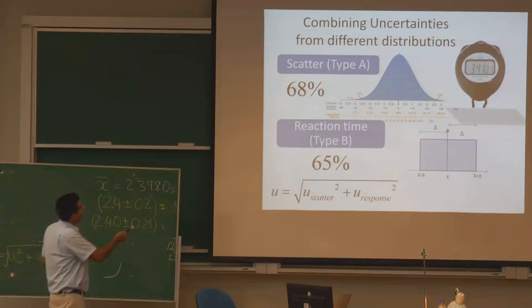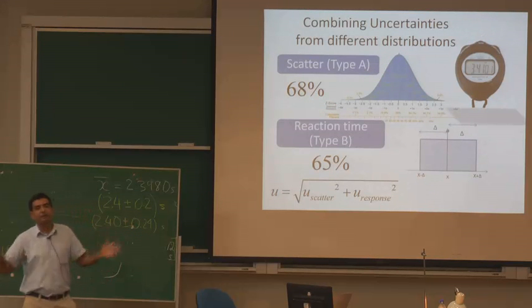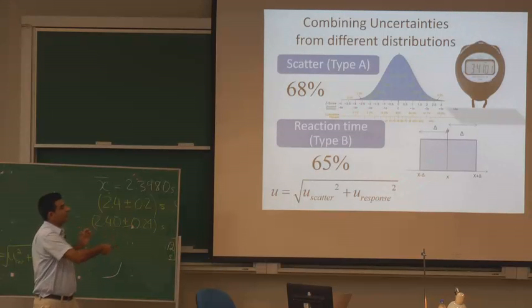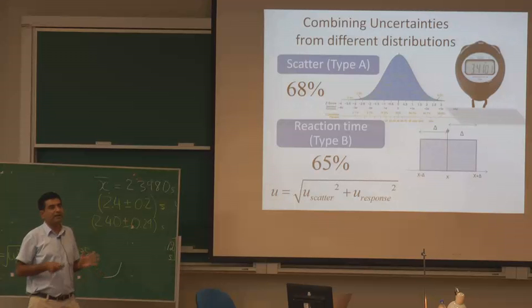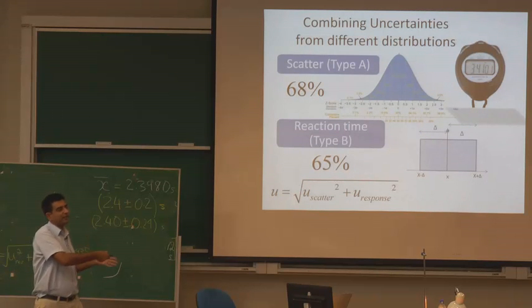Now we have a type A uncertainty which is bell-shaped, and you have a type B uncertainty which is a uniform distribution. Now what you're really doing is you're combining the two results. You're combining a bell-shaped curve with a uniform distribution. But if you perform this experiment with a stopwatch that is analog, then perhaps you will get a different uncertainty.